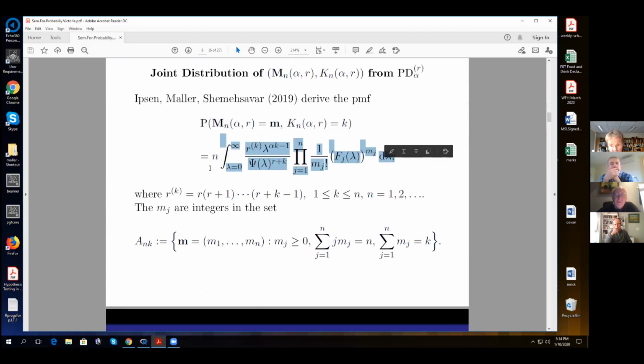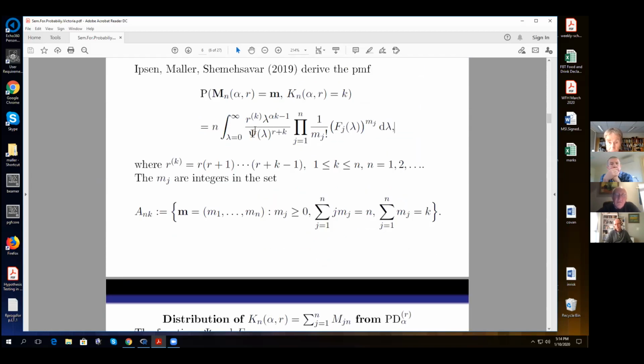Now, I don't want to go into where this comes from because it's rather technical. And I think you'll also agree that it's rather ugly. Part of what I'm going to do today is pick this apart and try and show you how we can make some sense of it. Just before we leave it, I'll make a couple of points. This r^(k) here is the so-called ascending factorial. Lambda is the variable of integration. The integration runs from 0 to infinity here.